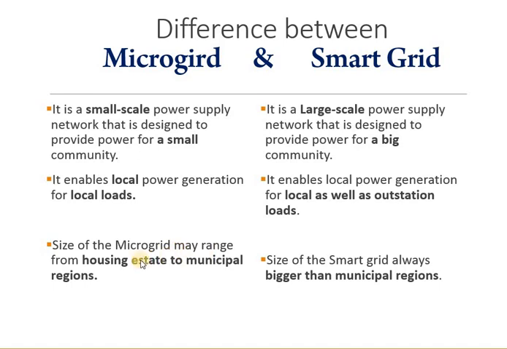Size of microgrid may range from housing estate to municipal regions. Comparatively, it will be a very small region as compared to smart grid. Size of a smart grid is always bigger than municipal regions. So the municipal region will be the highest in microgrid. Here the regions will be bigger than municipal regions.